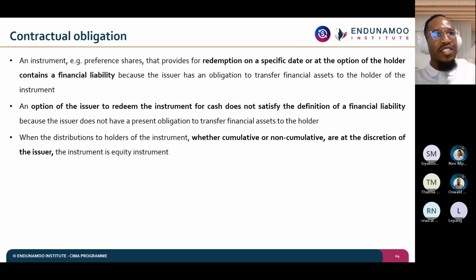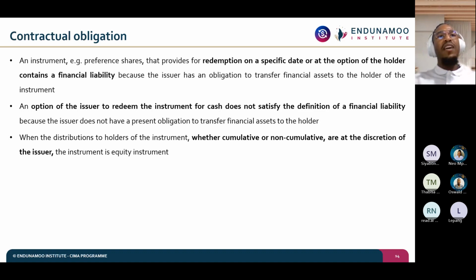As a result of that unconditional right, today, when you enter into the contract being the financial instrument, you will not have an obligation to transfer cash. Therefore, you will not be able to record a financial liability. Instead, you will debit your bank account with the amount of money that you've received from the holder. You will credit a preference share account under the equity section of your financial statements to reflect the fact that this is in substance an equity instrument as opposed to a financial liability.